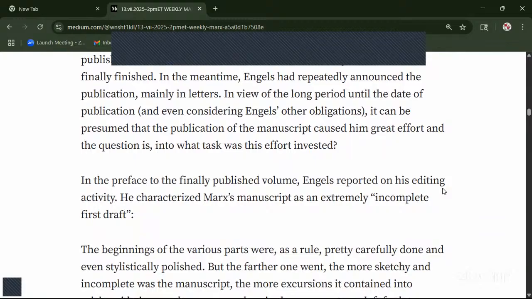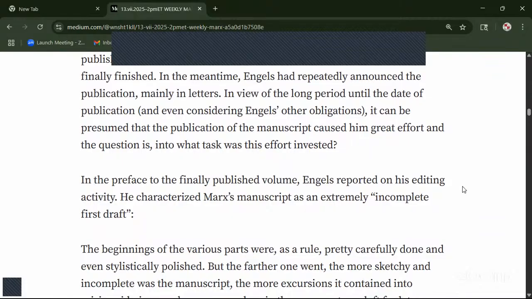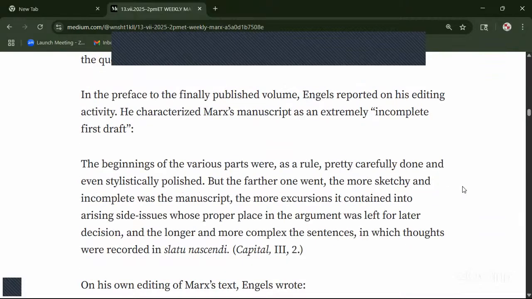He characterized Marx's manuscript as an extremely incomplete first draft. The beginnings of the various parts were, as a rule, pretty carefully done and even stylistically polished, but the further one went, the more sketchy and incomplete was the manuscript, the more excursions it contained into arising side issues whose proper place in the argument was left for later decision. And the longer and more complex the sentences in which thoughts were recorded in statu nascendi.